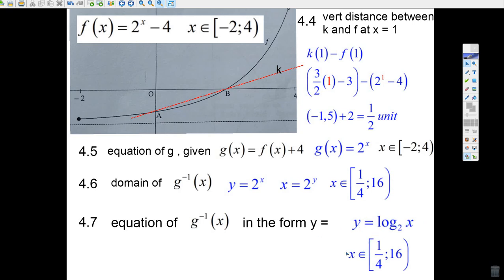I think we have to restrict the domain on this thing, make sure that it's 1/4 to 16, because that is the domain we figured out. We figured out the domain. Oh, we've already done it there. I guess we don't have to say it again. That was a little tricky, but that's how it works.